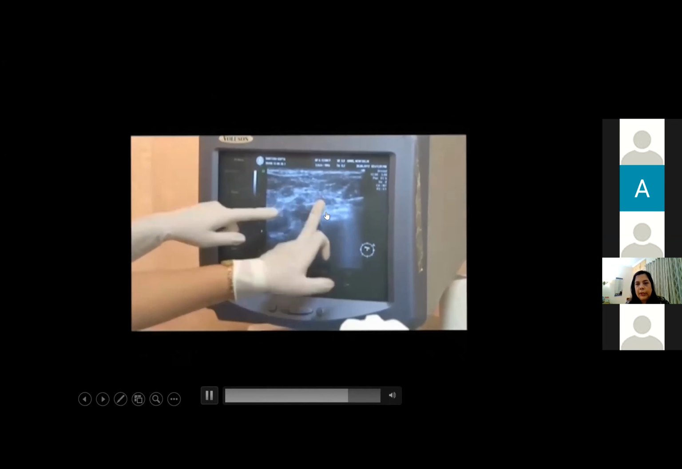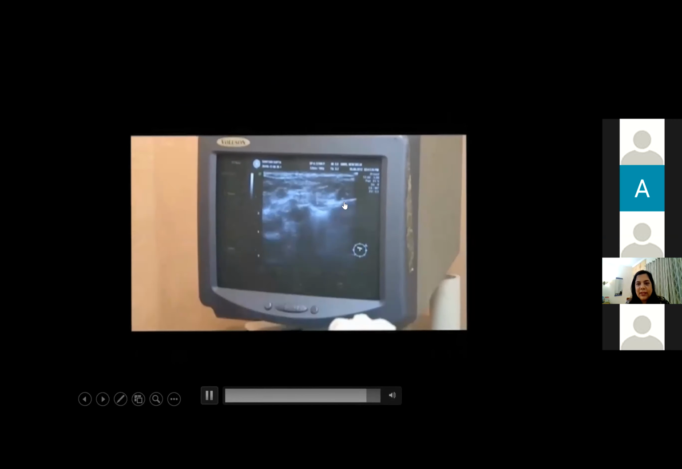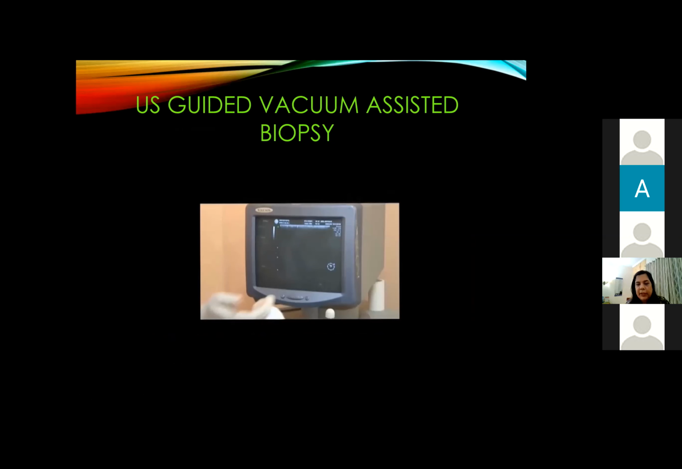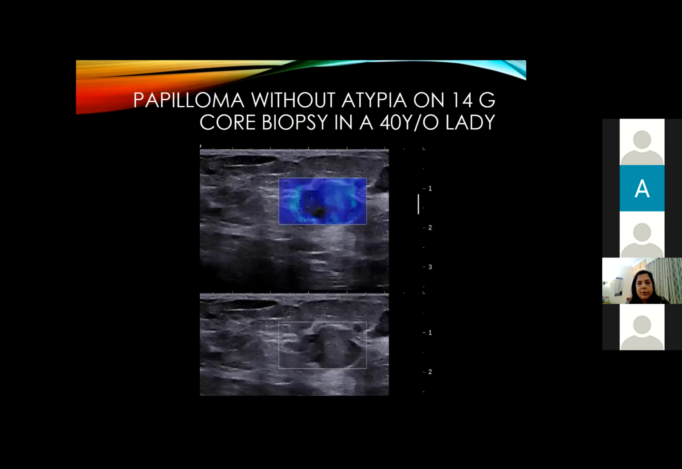It's a very amateur video made by my students, where I'm showing them the notch where the cutting is happening. So this is a very simple outpatient procedure. You don't need to admit the patient. It is pretty much the same as the core needle biopsy.